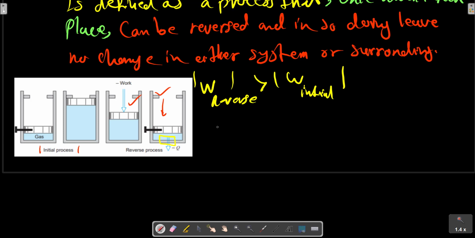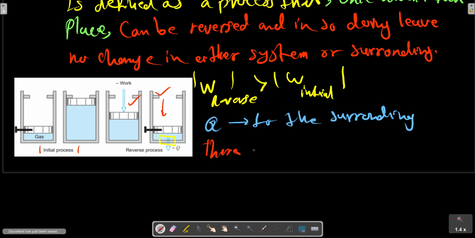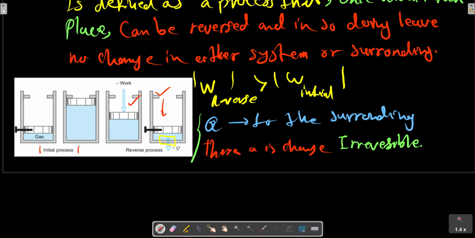So in this case we have Q to the surroundings. So there is a change, so it is irreversible. It could not be reversed without leaving a change in the surroundings. It is an irreversible process.